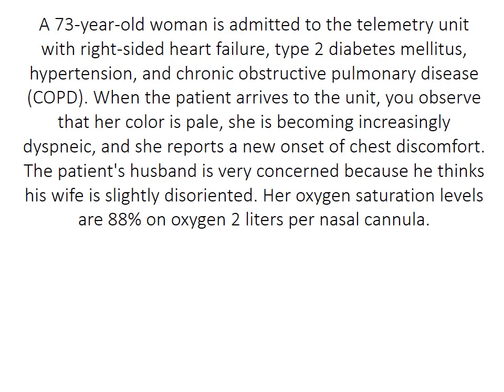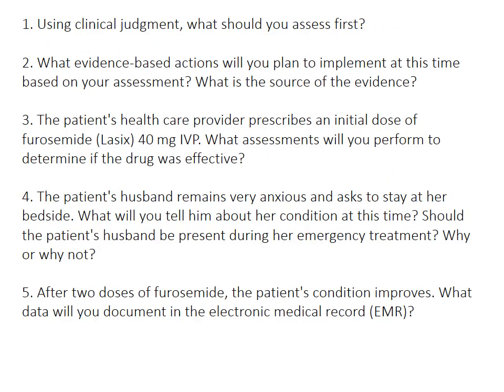A 73-year-old woman is admitted to the tele unit with right-sided heart failure, type 2 diabetes mellitus, hypertension, and chronic obstructive pulmonary disease. When the patient arrives to the unit, you observe that her color is pale, she's becoming increasingly dyspneic, and she reports a new onset of chest discomfort. The patient's husband is very concerned because he thinks his wife is slightly disoriented. Her oxygen saturation levels are 88% on oxygen, 2 liters per nasal cannula. Using clinical judgment, what would you assess first?